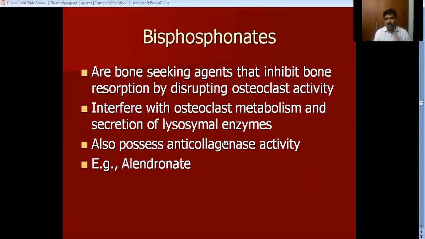And also they possess one property called anticollagenase. This offers an additional benefit of anticollagenase activity. And the bisphosphonate that has been clinically tried is known as alendronate. And another drug that has been tried is pamidronate. So these are the two drugs that are commonly used. Bisphosphonate that has been given as host modulation therapy.